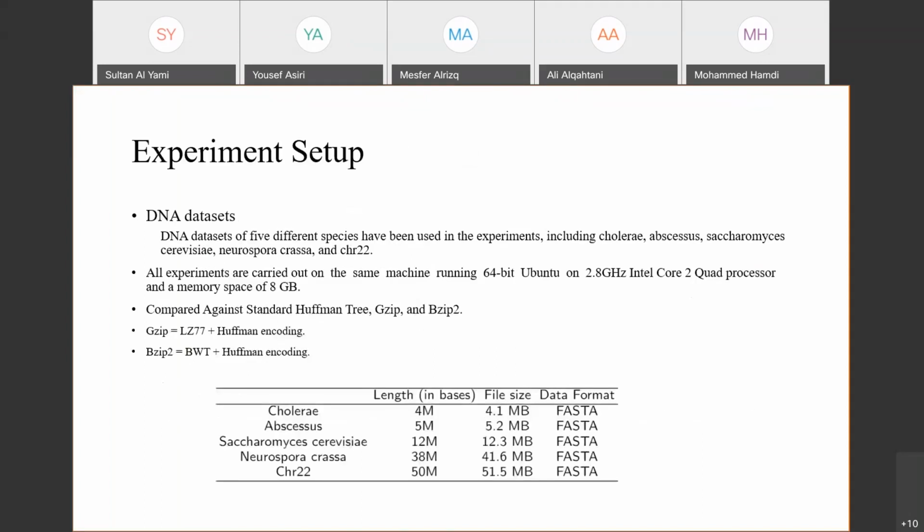Our experiment setup was as follows. We chose DNA datasets of 5 different species, including chromosome 22 of the human. The size of these datasets varies from 4 megabytes up to 50 megabytes. In our experiment, we use a machine running 64-bit Ubuntu with a 2.8 gigahertz Intel Core 2 Quad processor and memory of 8 gigabytes. We compare against the standard Huffman tree, gzip, which uses LZ77 plus Huffman tree, and bzip, which uses the Burrows-Wheeler transform plus Huffman tree.